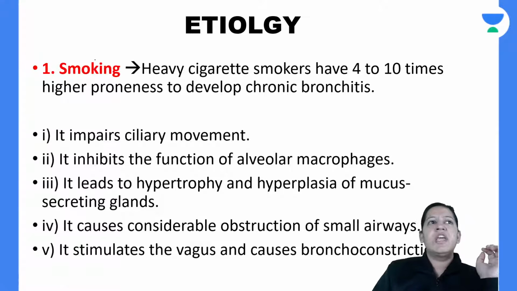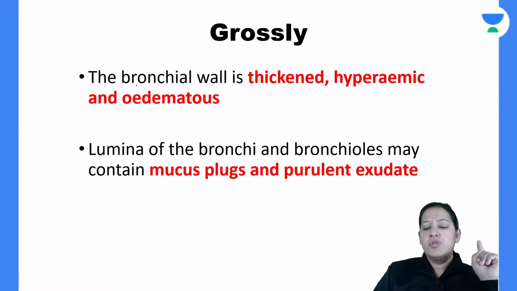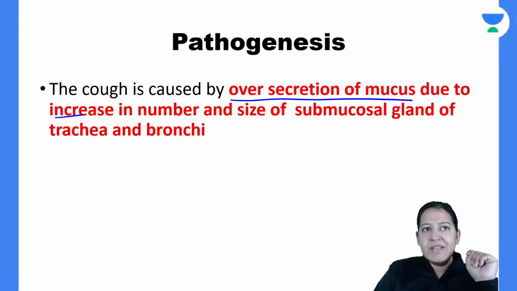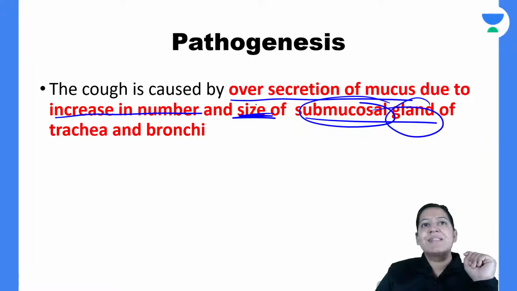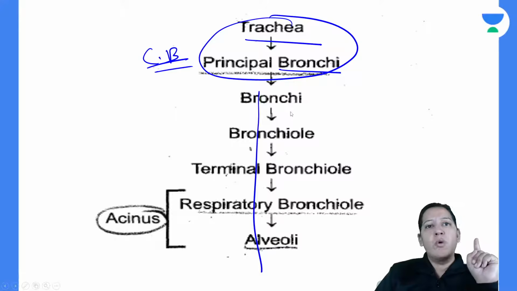So what is the etiology? Etiology is smoking. It is mainly due to smoking. Give me a thumbs up. तो स्मोकिंग की वजह से ये पूरा हो रहा है. स्मोकिंग की वजह से क्या हो रहा है? There is oversecretion of the mucus due to increase in number and increase in size of the submucosal glands. So it is a problem of the submucosa की glands की size और number बढ़ गया. So that is a problem. It is due to smoking की वजह से हुआ.